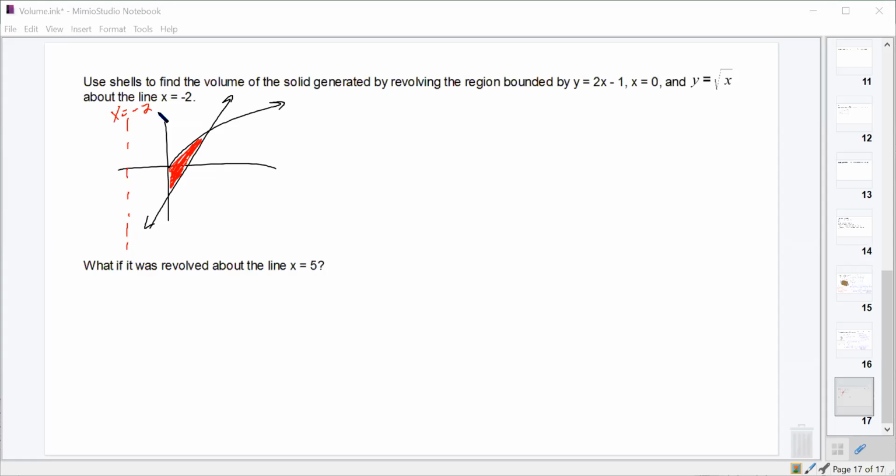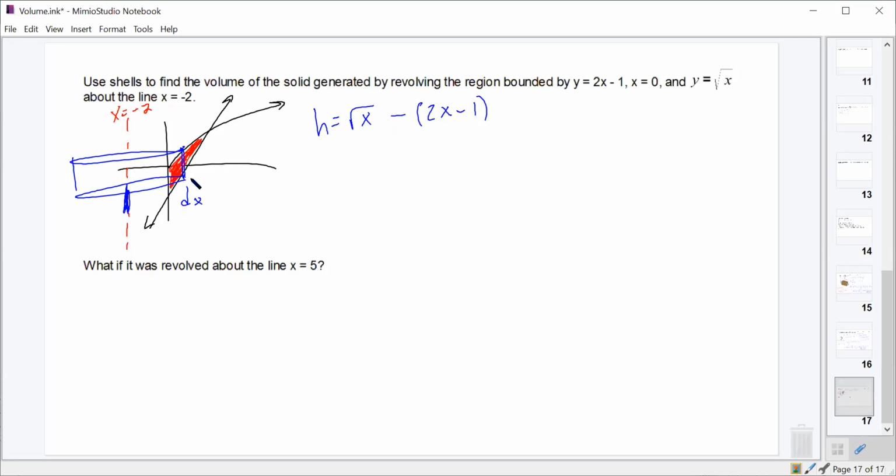So if we were to revolve around that line, that means that the rectangle should be parallel to that line. So there's my little rectangle that I'm revolving around here. And that tells me that the thickness of it ought to be dx. And our height ought to be the upper function, which is root x, minus our lower function, which is 2x minus 1. And then our radius is the distance from here to our typical rectangle.